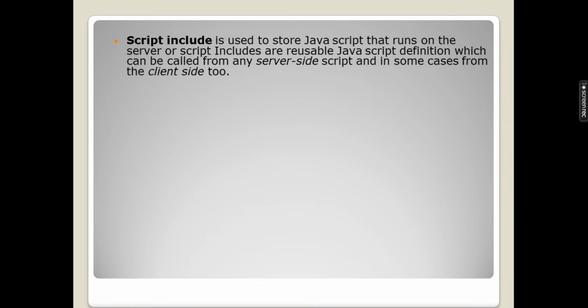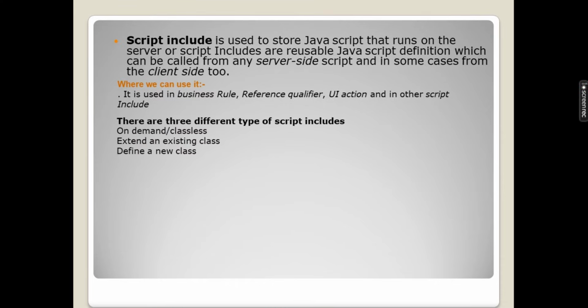You don't have to create a script again and again. You create a single script include, and inside that single script include, you define different functions, and you can call them in different places. Where can we call? Business rule, reference qualifier, UI actions, client script, other script include, etc. We'll teach every detail of where we can call this script include and what the types of script include are. These are the three different types of script include.